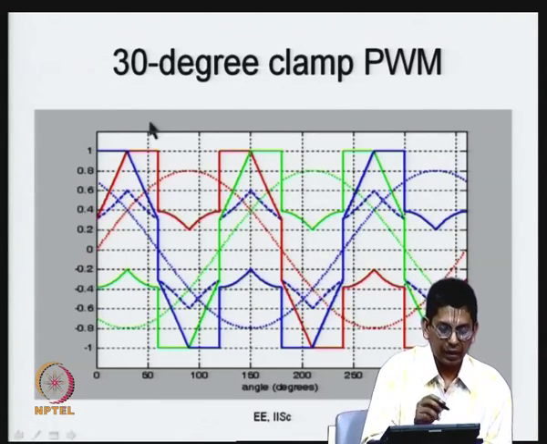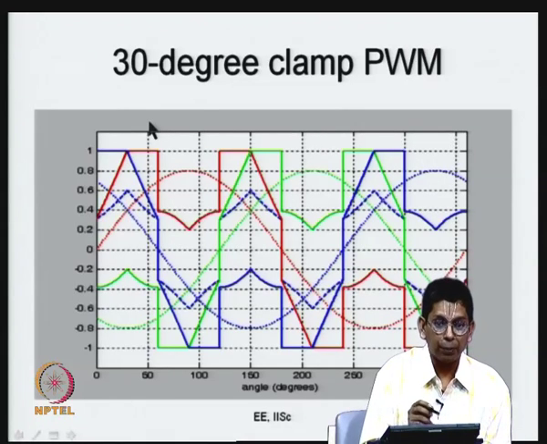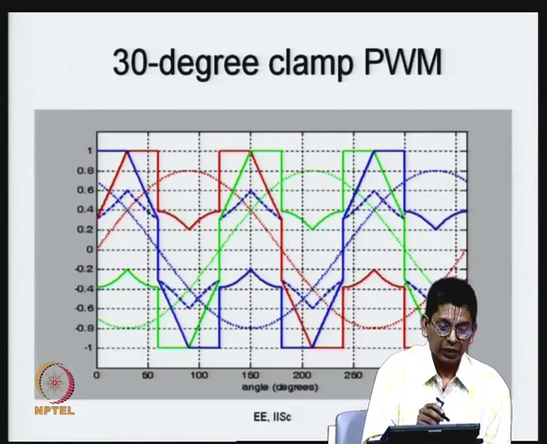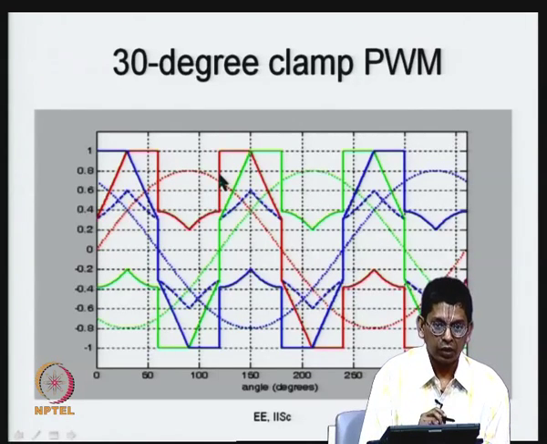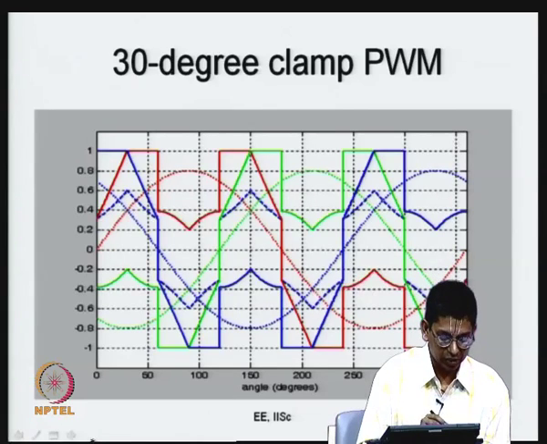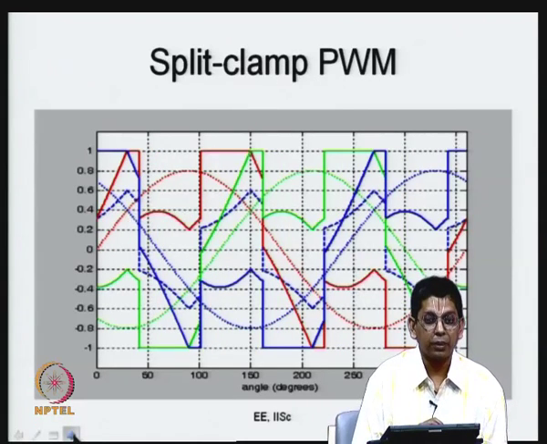So, this 30 degree clamp is a special case of split clamp PWM. That is what has not commonly been realized. In fact, the 60 degree duration has been broken into 30 plus 30. Should it be broken only as 30 plus 30? Can it not be broken as 45 plus 15, or can it not be broken as 15 plus 45? Yes, it can be done, and the more general case is what we would call split clamp PWM.